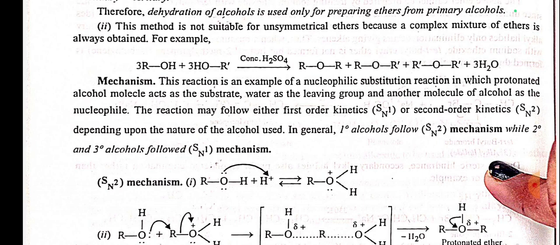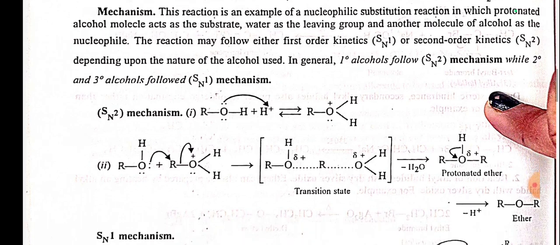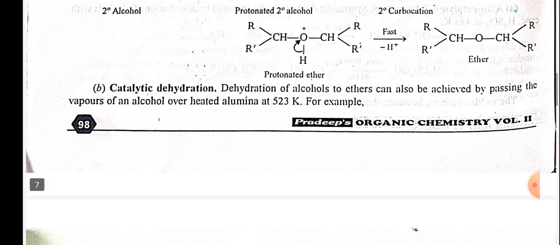Mechanism: This reaction is an example of nucleophilic substitution reaction in which protonated alcohol molecule acts as substrate and water as the leaving group and another molecule of alcohol as the nucleophile. The reaction may follow either first order kinetics or second order kinetics depending upon the nature of the alcohol used. In general, primary alcohol follows SN2 mechanism while secondary and tertiary alcohol follow SN1 mechanism.